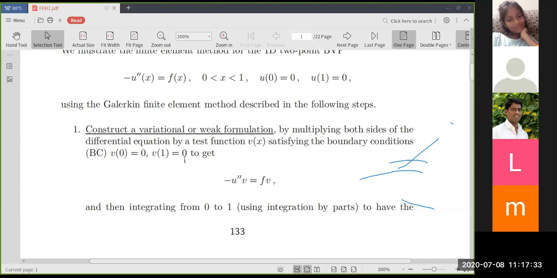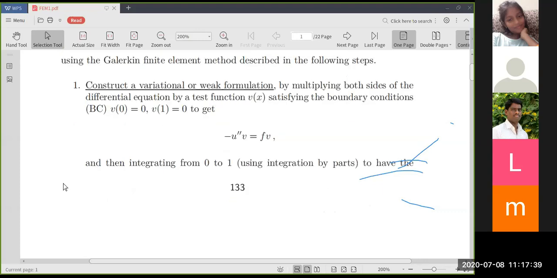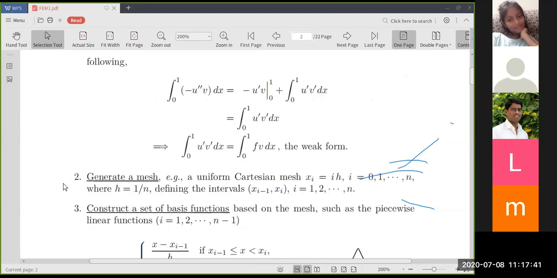With this condition, we multiply by a test function v, and then integrate by parts. Once we integrate by parts, what do we get? Integral 0 to 1 of minus u double dash v dx equals, by integration by parts, which I think you are familiar with, integral u dv equals uv minus integral v du. Here there is already a minus, so this gives plus integral 0 to 1 of u dash v dash dx. The boundary term will vanish because v of 0 is 0 and v of 1 is 0.